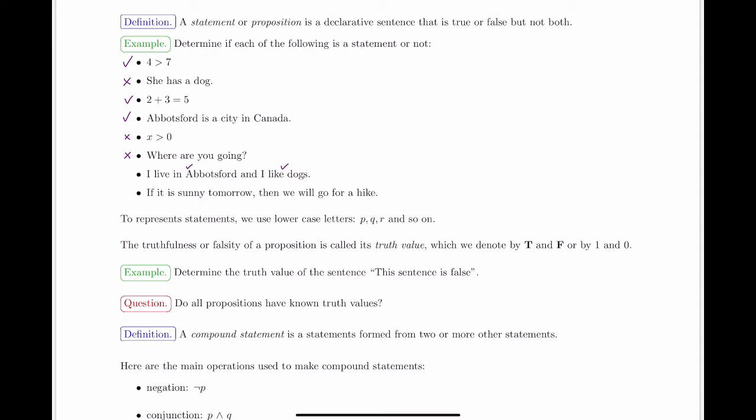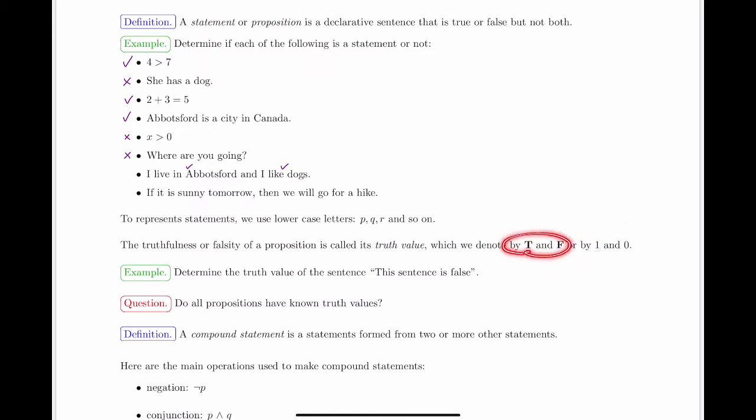Now, you notice that already this is getting a little wordy. I would like to potentially be able to work with these propositions, so we're going to come up with a shorthand to refer to them. Normally, we use lowercase letters, and generally, we start with p for proposition. So for example, I can say that 4 is greater than 7 is a proposition called p, whereas 2 plus 3 equals 5 is a proposition I will call q, and then I can refer to them by their short name, p or q. The truthfulness or falsity of the proposition is called its truth value, which we denote by T for true or F for false, or alternatively in computer science in particular, 1 for true and 0 for false.